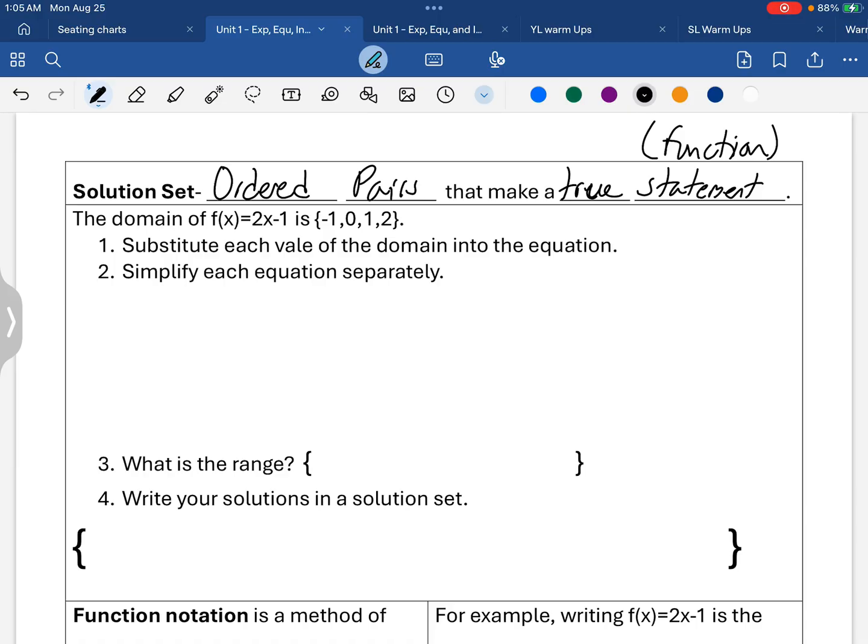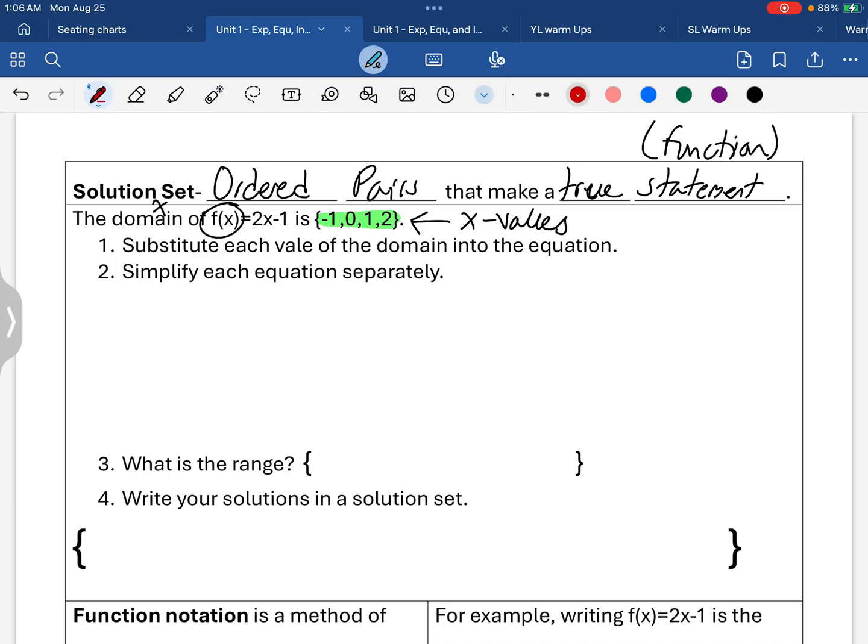So it tells us the domain of, right here, you read that as f of x, and we talk about that here in a little bit. Read that as f of x equals 2x minus 1 is negative 1, 0, 1, and 2. So these numbers right here, that is the domain, which means those are my x values. So if we read our directions, it says to substitute each value of the domain into the equations. Well, substitute means where you replace. So we're going to simplify each equation separately.